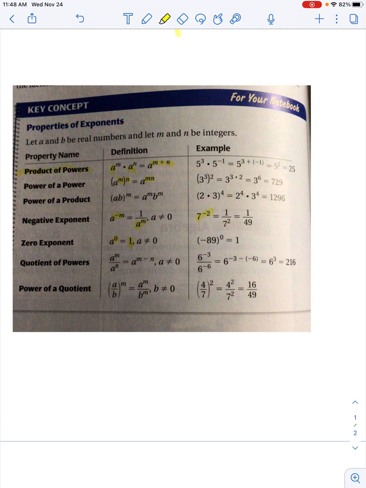And just like the product of powers rule, we have our quotient of powers rule, but instead of multiplying, we're dividing, which means instead of adding, we are subtracting. So good to get those rules into our brains again.